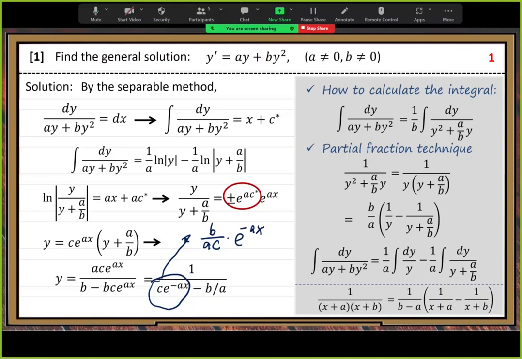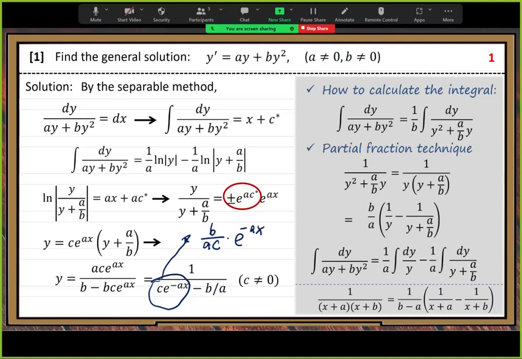This is quite common in math formula manipulations. Just to let you know, it's not wrong. But C cannot be 0, because B is not 0, A is not 0, C is not 0. How can this fraction be 0? It cannot. So this C cannot be 0. That's our general solution.